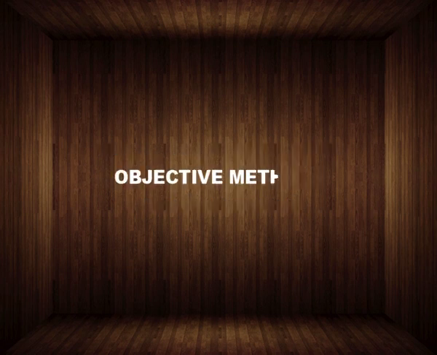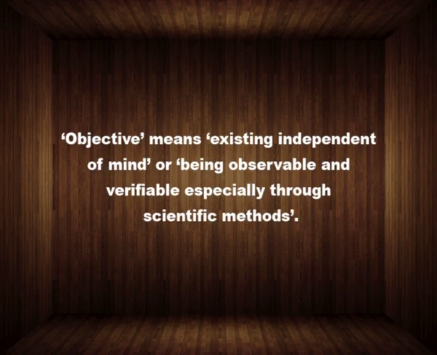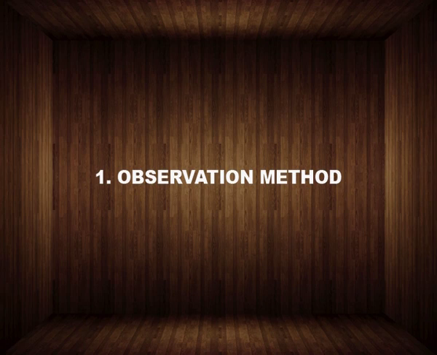Second type of methods is objective methods. The term objective means existing independent of mind or being observable and verifiable, especially through scientific methods. So the method that involves scientific tools and techniques for the collection of data are called objective methods. These methods are considered reliable and are preferred over subjective ones. These include: Number 1. Observation method.